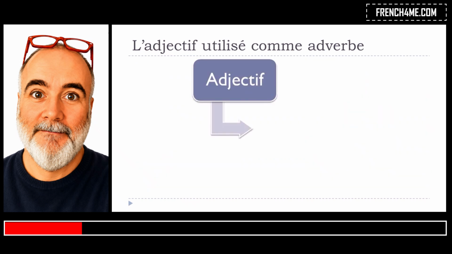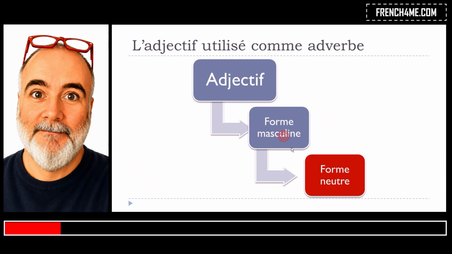So remember, the way to construct it is you take your adjective, vous prenez l'adjectif, la forme masculine, and then you will get this adverb, so la forme neutre de l'adverbe, and keep in mind that you will never put the feminine at the end or the plural. Okay?